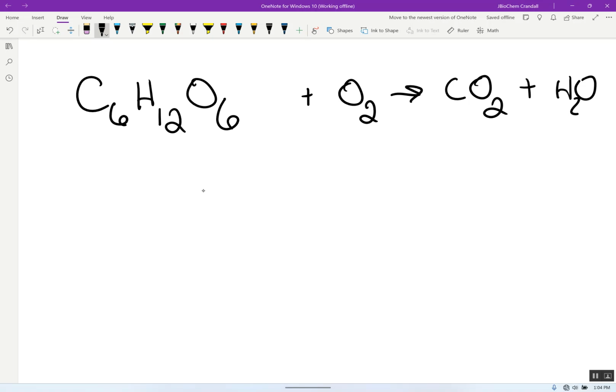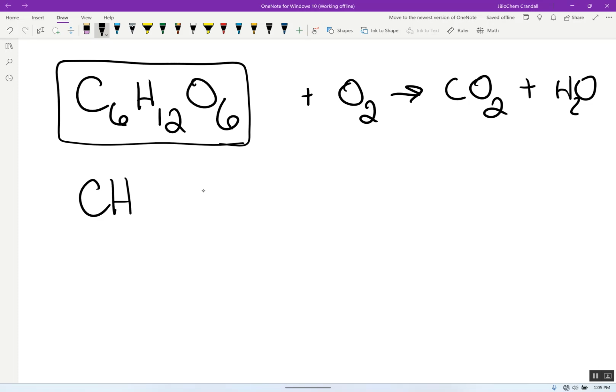Cellular respiration, or the backwards reaction, is called what? Photosynthesis, right? So cellular respiration or photosynthesis, right? So that's where this sugar C6H12O6 is coming from. Now, what is the empirical formula of glucose? What is its empirical formula? CH2O.